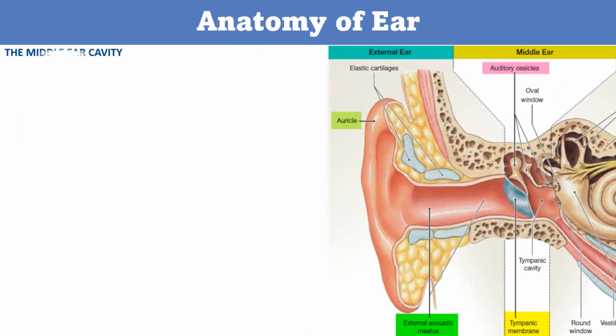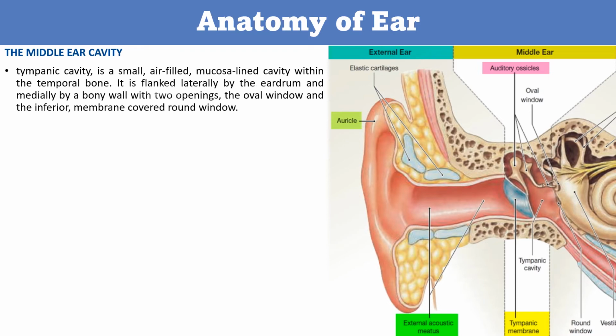Then we have the middle ear. The middle ear cavity, also known as the tympanic cavity, is a small air-filled, mucus-lined cavity within the temporal bone. It is flanked laterally by the eardrum and medially by a bony wall with two openings, the oval window and the inferior membrane-covered round window.